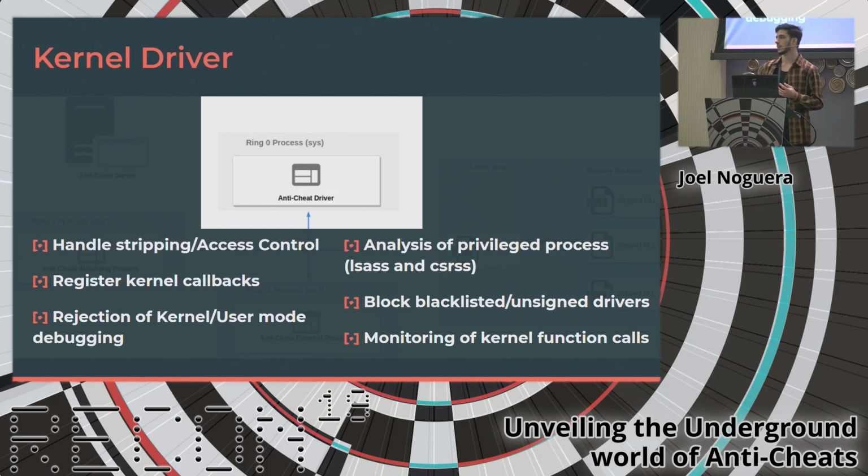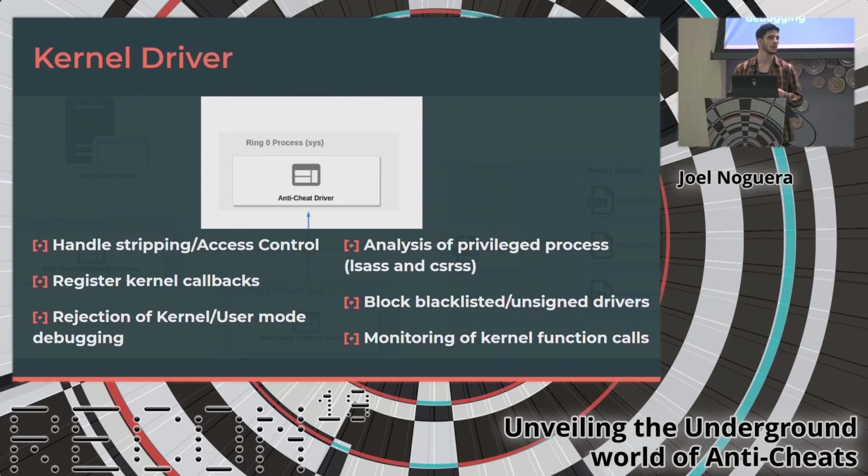This driver will give them a lot of power because they can use it, for example, to register different kernel callbacks. So when a new event appears on the system, like for example a process is created, they can get that event and execute some pre and post operations. And for example, if a process is trying to get a handle to the process of the game, they will try to downgrade that handle or reject the access, so other processes are not able to manipulate the memory of the game.